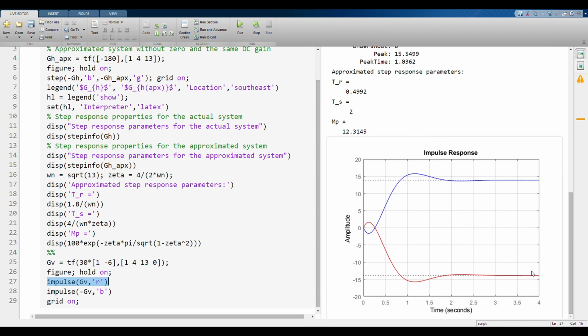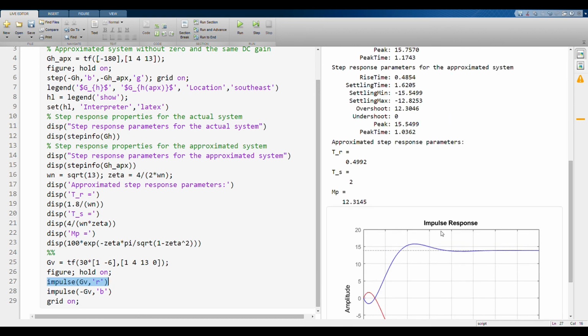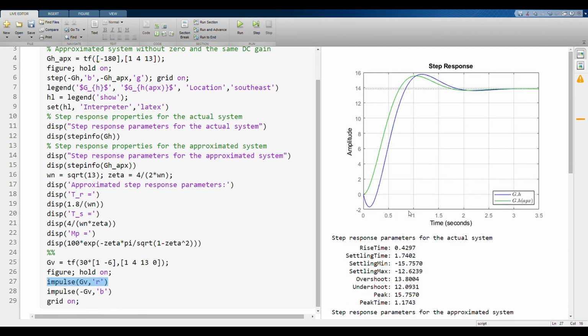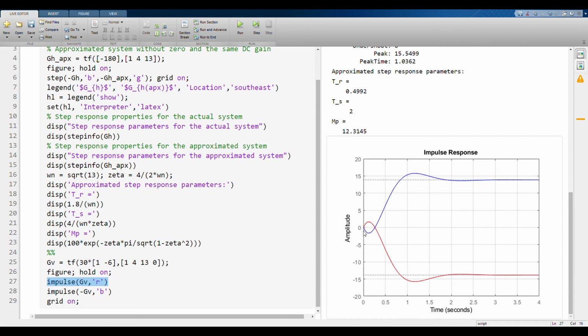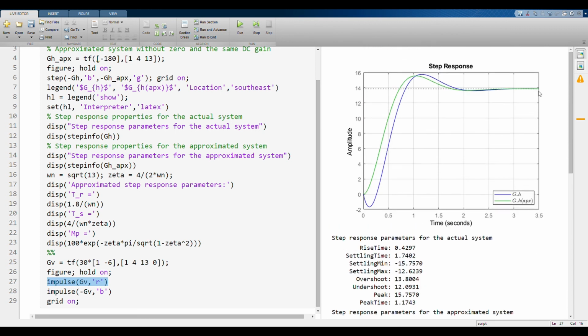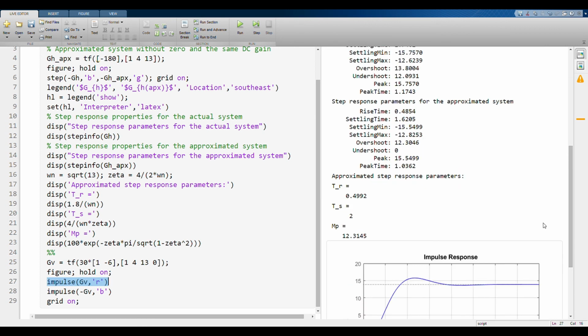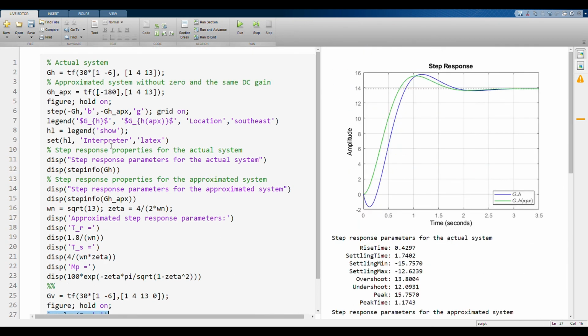If you get the negative impulse response of GV, it is drawn in blue, and you can compare this blue graph with what we have for the step response of the actual system in blue, and it is drawn here. So basically they will be the same. There will be the undershoot over here and then overshoot over here. After some oscillations, the final value will be obtained, and this final value will also be the same as what we get over here, because basically they are the same. The negative impulse response of GV will be equal to the negative step response of GH.